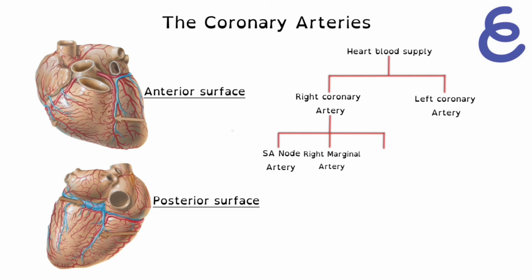All this time, we've been talking about the branches that are going to be within the anterior surface of the heart. Now let's talk about the posterior surface of the heart. We are assuming that this patient is going to be right heart dominant. Therefore, the posterior descending artery will be coming from the right coronary artery.